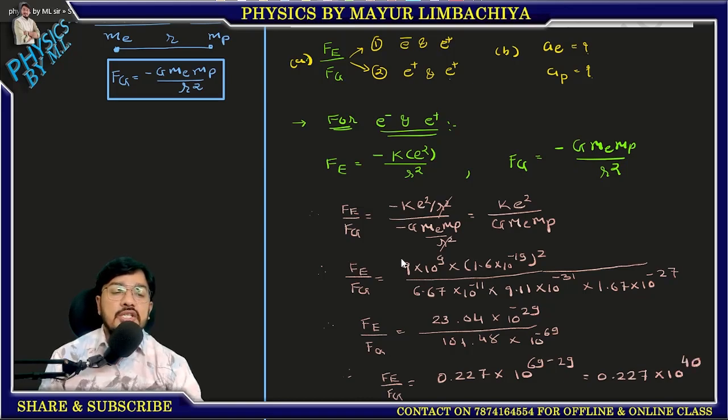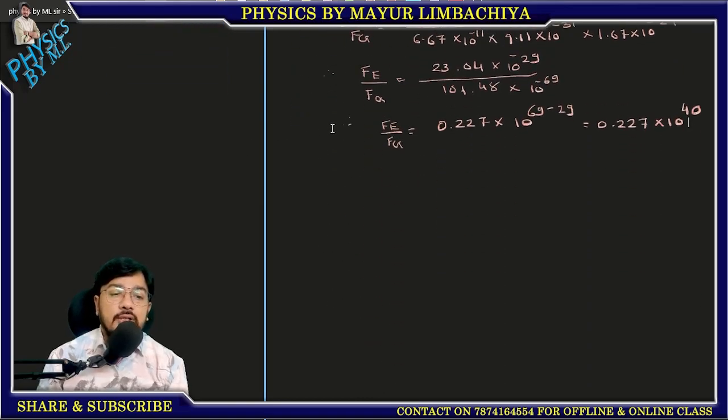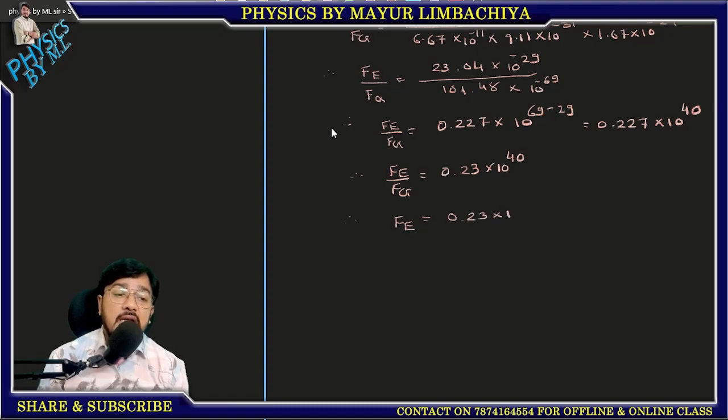So dear students, the ratio of the two forces, Fe divided by Fg, will become 0.23 into 10 raised to 40. Okay, so can I write it like this? Here in this case, Fe is 0.23 into 10 raised to the power 40 Fg.